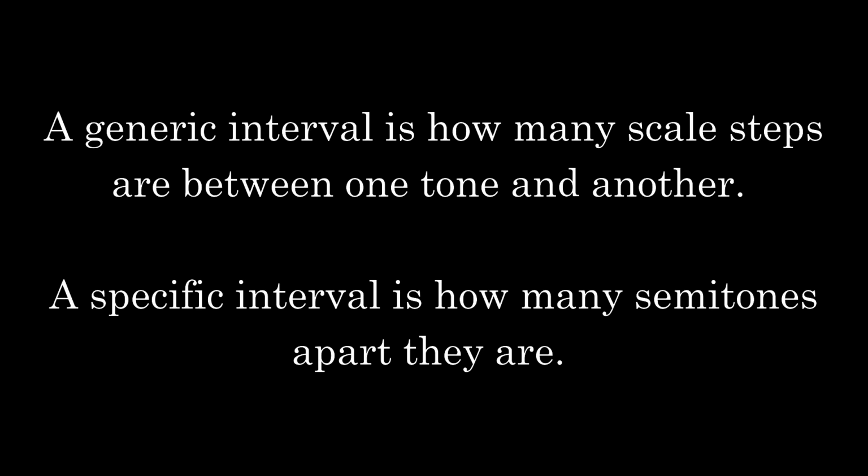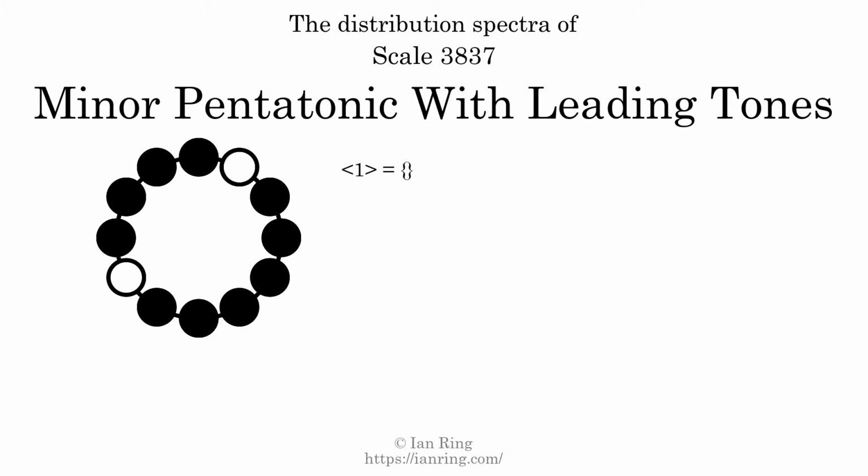A specific interval is how many semitones apart they are. The generic interval of one scale step comes in two different specific interval sizes: 1 semitone and 2 semitones. The spectrum width of this generic interval is the highest, 2, minus the lowest, 1, which equals 1. The generic interval of two scale steps comes in two different specific interval sizes: 2 semitones and 3 semitones. The spectrum width of this generic interval is 1.